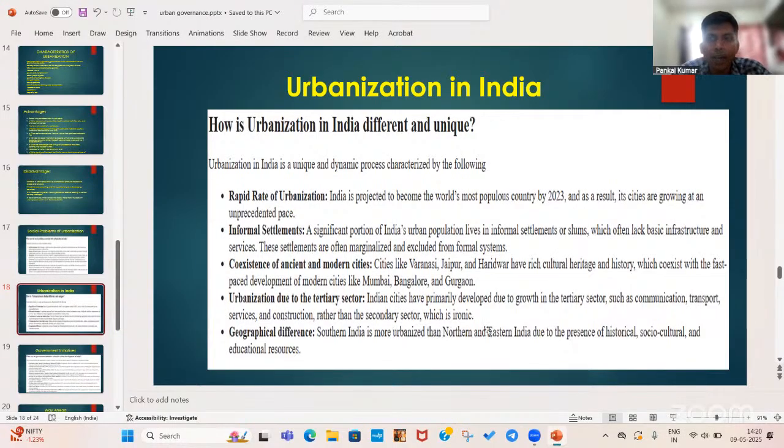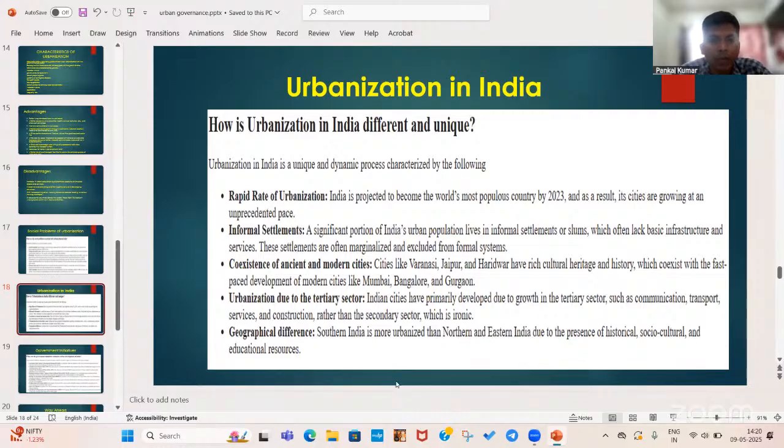This is a very unique feature of Indian urbanization, because unlike urbanization in other parts, which is often accompanied by manufacturing and industrial development, Indian urbanization is unique because it is primarily driven by growth in the tertiary sector, like communication, transport, IT services, construction, rather than the secondary sector, which is manufacturing.